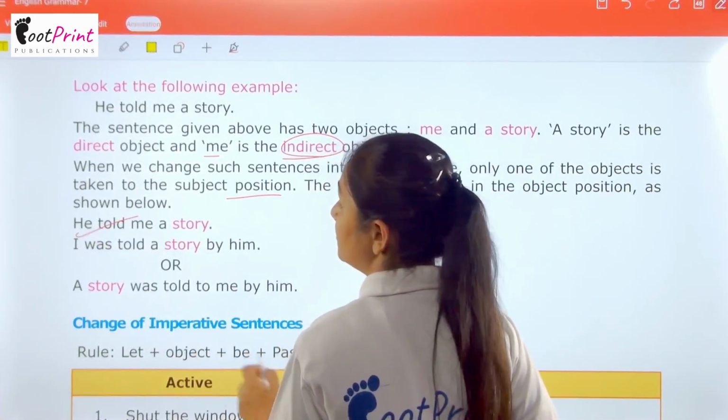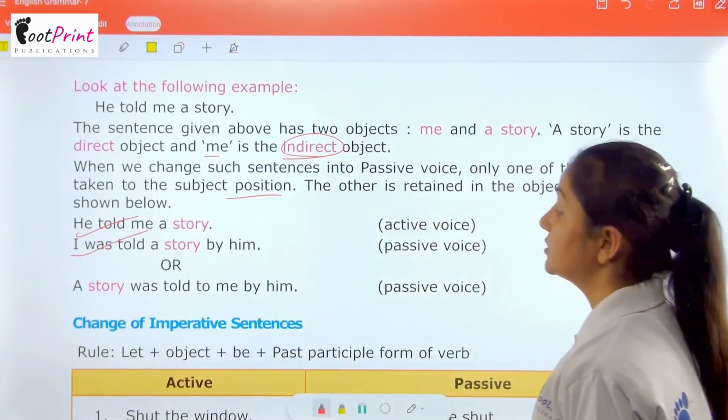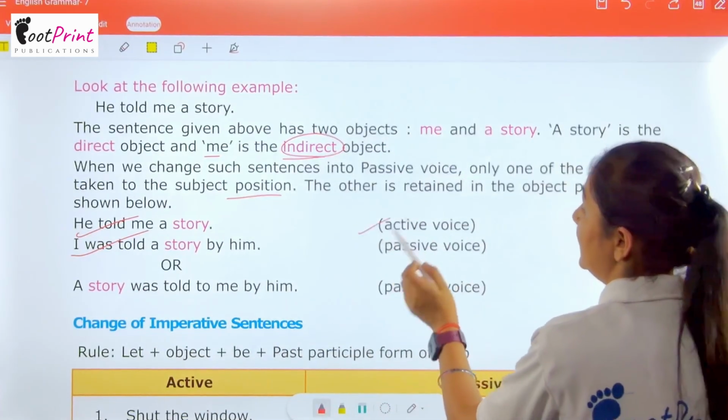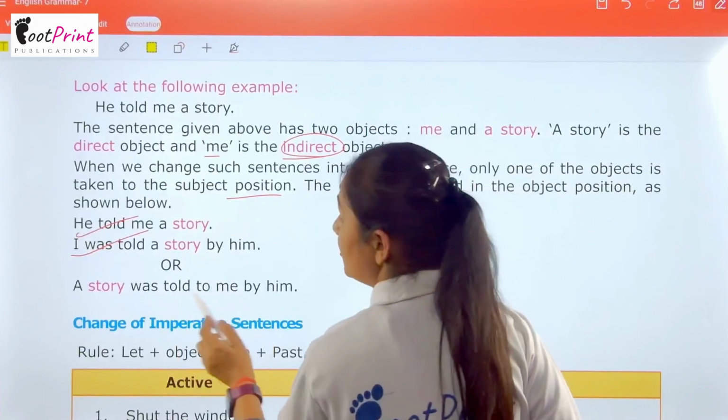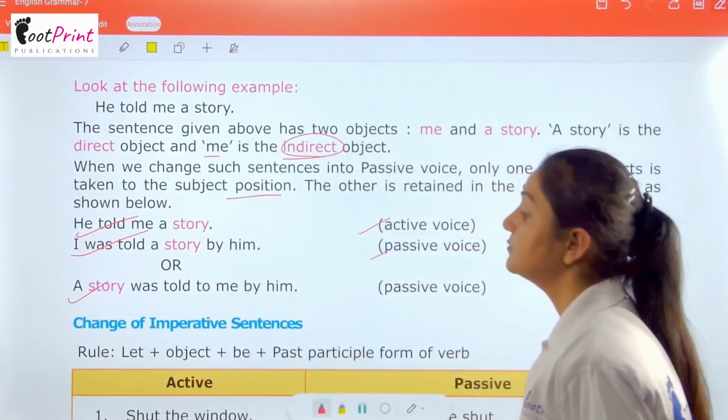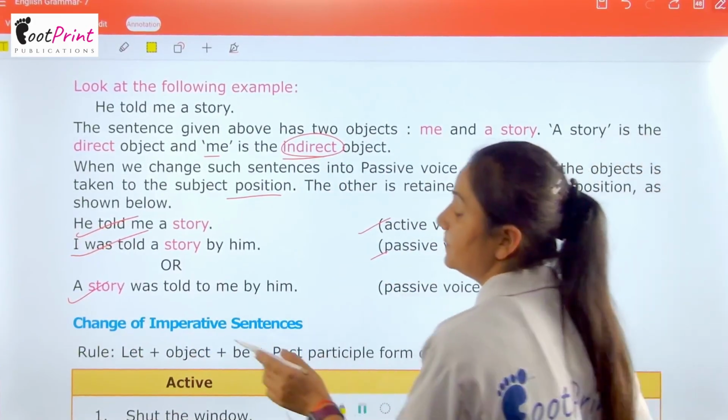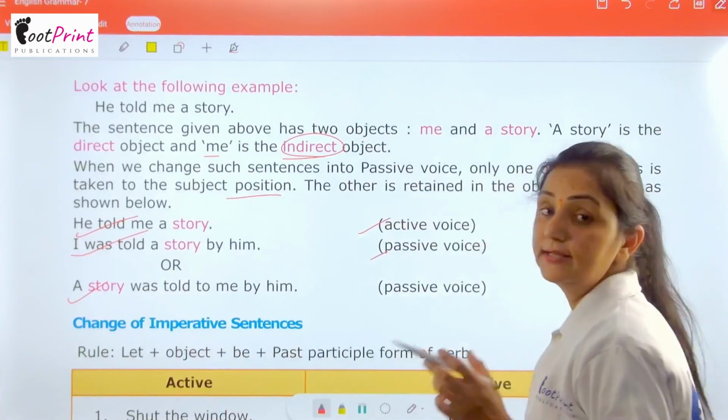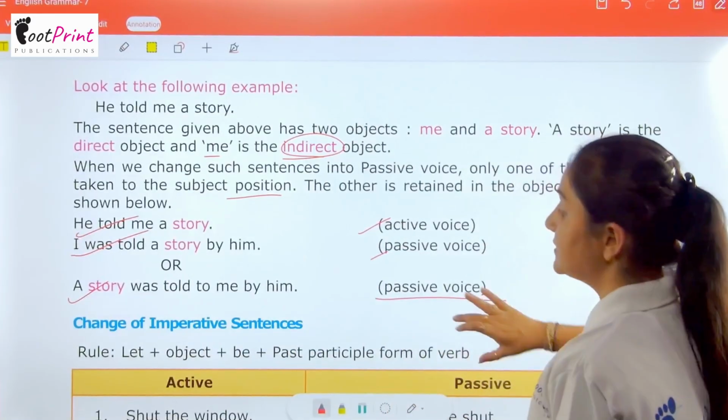He told me a story. Passive: I was told a story by him. Or you can say, a story was told to me by him. This is your passive voice.